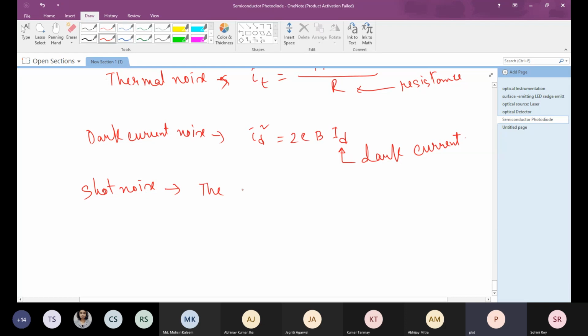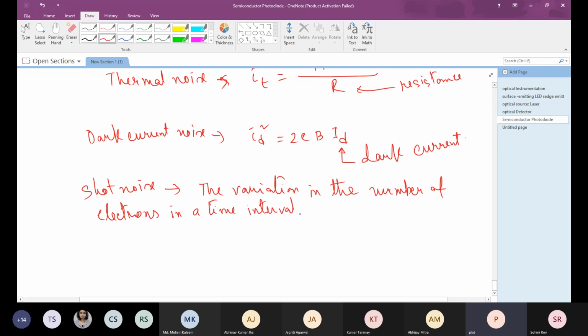This is the variation in the number of electrons. The variation of the number of electrons in a time interval delta t is given by a probability distribution.